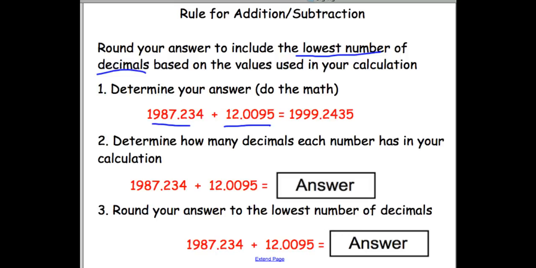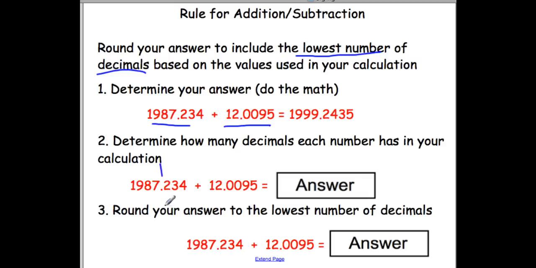The second step is to actually take a look at how many decimals I have in the numbers that I started with. Now the reason why we have to round to the lowest number of decimals is because we want to keep those values. Remember, those are measured values and they have a certain precision to them. Okay? We can't have our answer actually have more decimals than what we actually measured in the beginning. So we have to round to make sure that our answer has the lowest number of decimals that we started with.